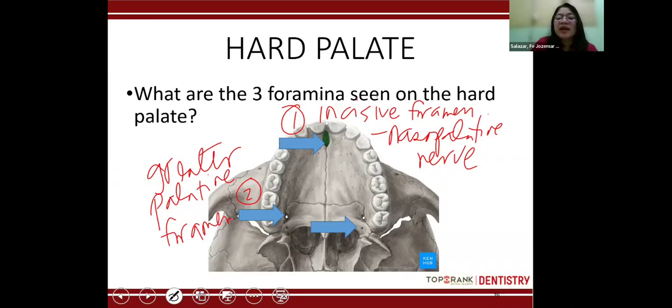Kung may greater, ano naman to? Si lesser palatine. Very good. Okay, lesser palatine foramen. Okay. And kasi it's the pathway or exit for the lesser palatine nerve and blood vessels. Okay, so those are the three foramina seen on the hard palate.